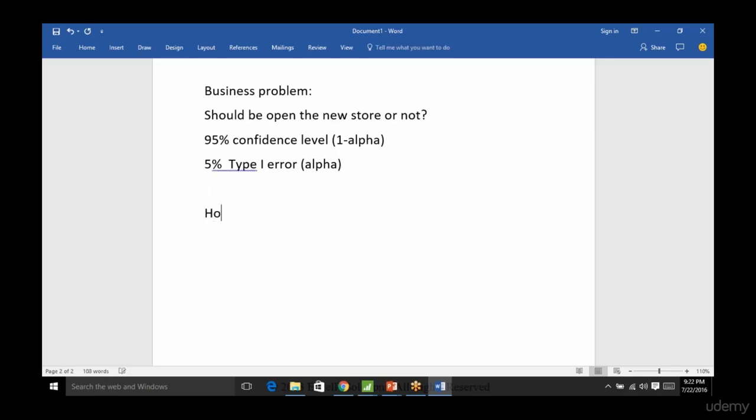Now you need to come up with null hypothesis and alternate hypothesis. Taking no action means not opening the store. That is null hypothesis. Null, do nothing. Alternate hypothesis says take action, do something, open the store.